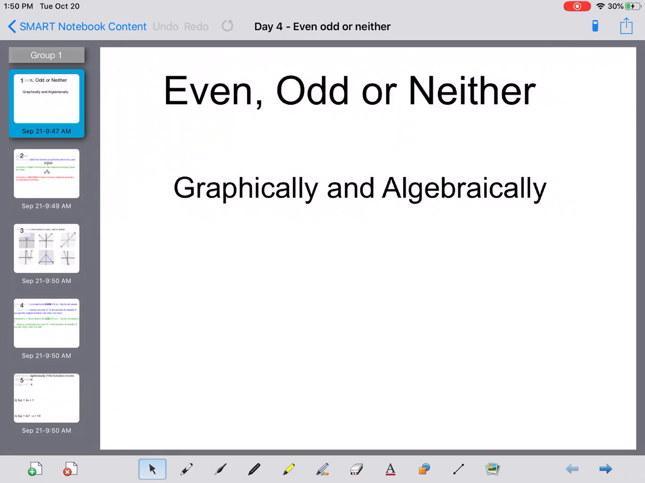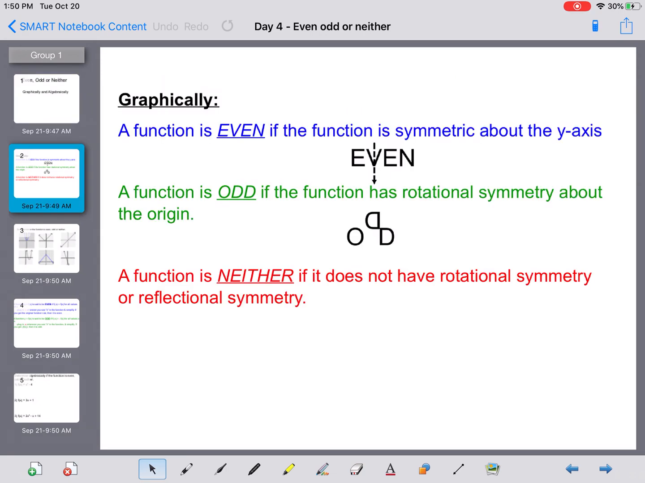Hello, today we are going to discuss whether a polynomial is even, odd, or neither. We're going to talk about it graphically first, and then we're going to show this algebraically. So a function is even if it has symmetry about the y-axis. And so what we want to think about is if it were to reflect across the y-axis, then that would give a mirror image or the same result.